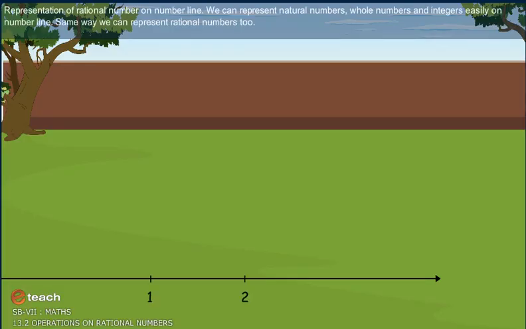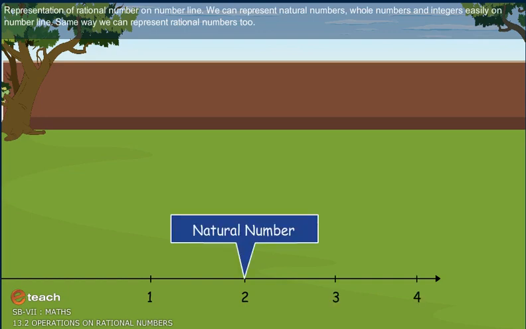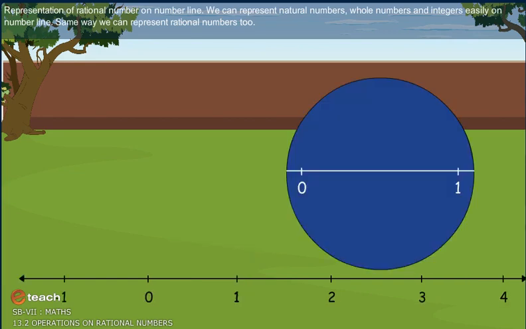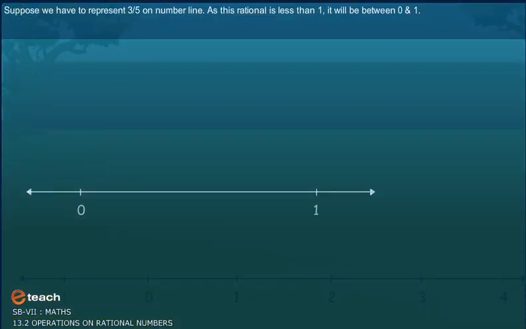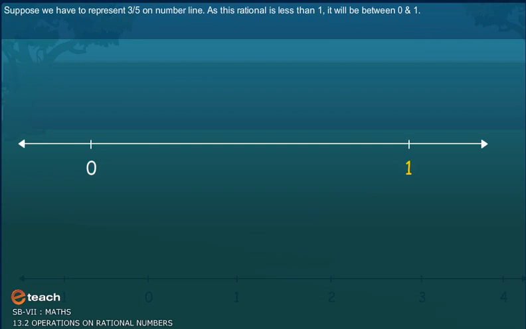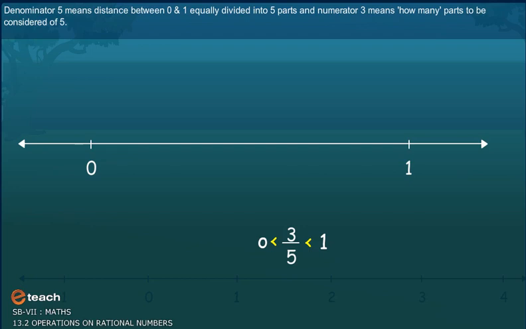Representation of rational number on number line. We can represent natural numbers, whole numbers and integers easily on number line. Same way, we can represent rational numbers too. Suppose we have to represent 3 by 5 on number line. As this rational number is less than 1, it will be between 0 and 1. Denominator 5 means distance between 0 and 1 equally divided into 5 parts, and numerator 3 means how many parts to be considered of 5.